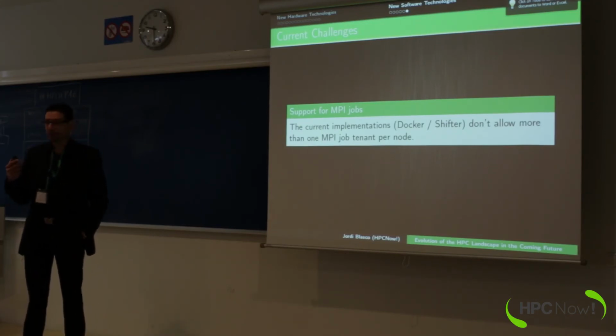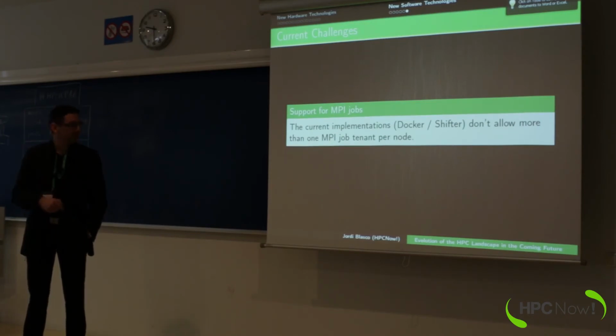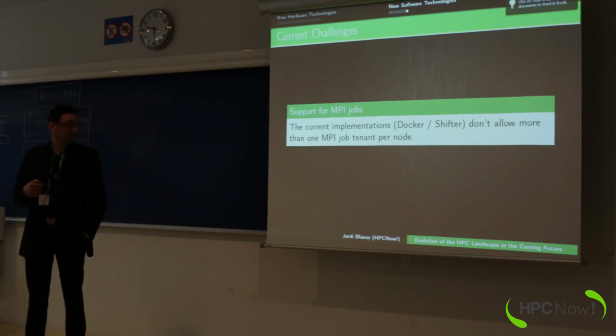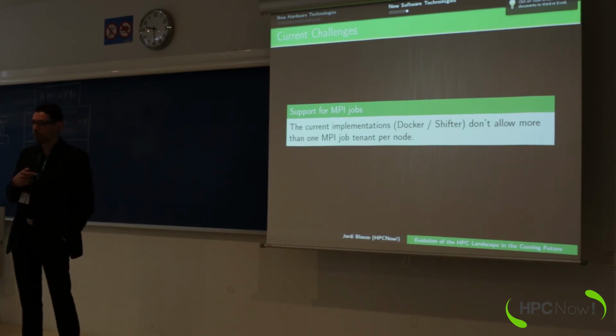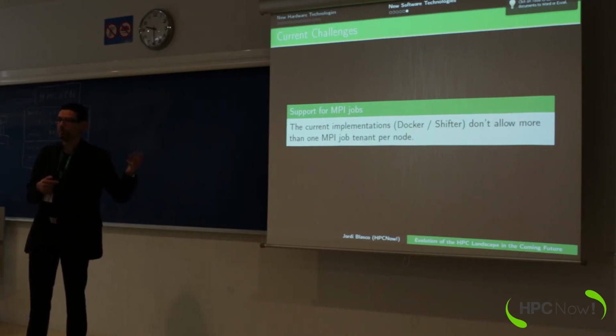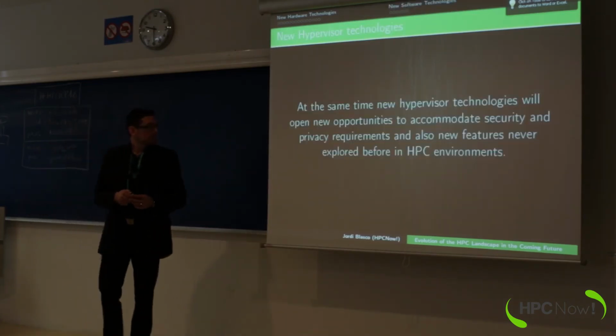So the rooms for improvement: MPI and Docker, well, Linux containers in general, is not working nicely at this time. If you have played around with Docker Shifter, which is the Cray version of Linux containers, it doesn't allow more than one MPI job in a node. And because we have hundreds of cores there, the probability of having to deal with that is quite high. So something needs to be done here. Okay.